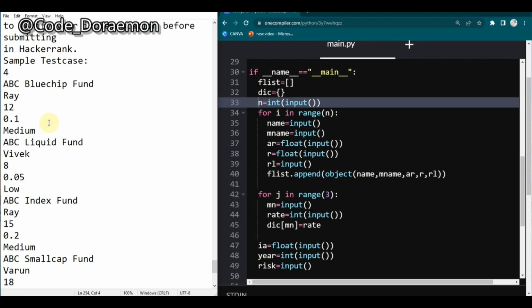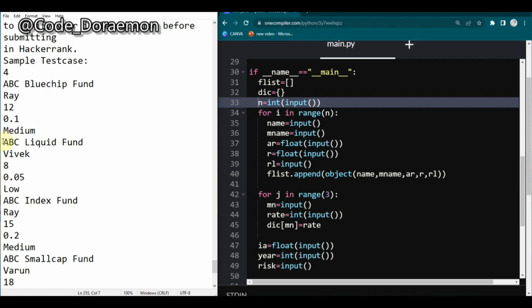But having the basic idea of math would really help. I also had the basic idea of math and it helped me to solve. So the basic thing is needed. You'll be getting 4 sets of input. Each set will have the mutual fund name, the manager name, the annual rate of interest, and then the commission rate and the risk level.